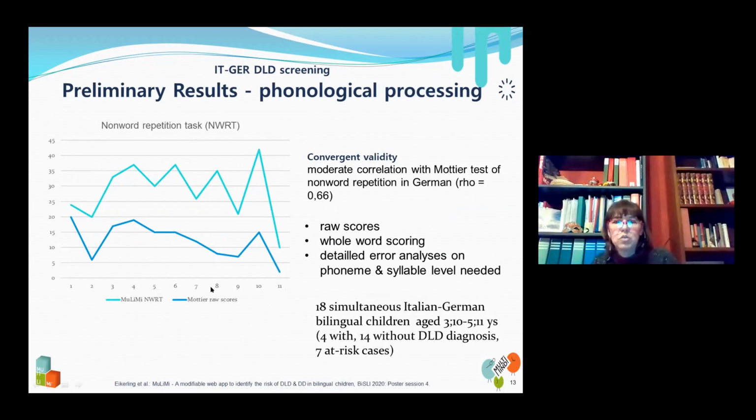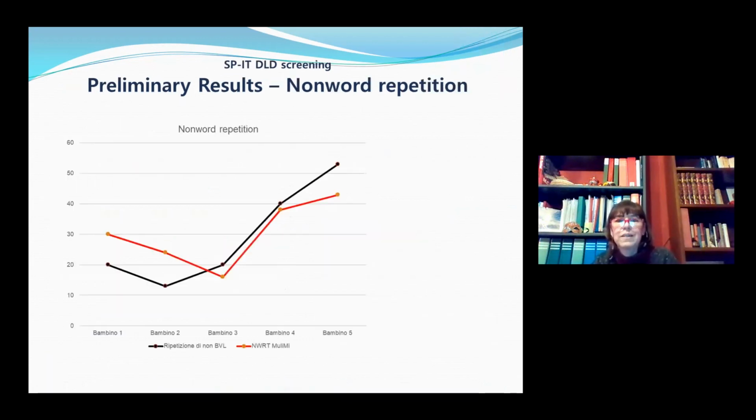Here we have the same situation for nonword repetition tasks, for which we still have to make finer analysis. We now have a whole word scoring. We will have detailed analysis on phoneme and syllable level. But already the scores give good results in terms of correlations with standardized tests, so convergent validity.